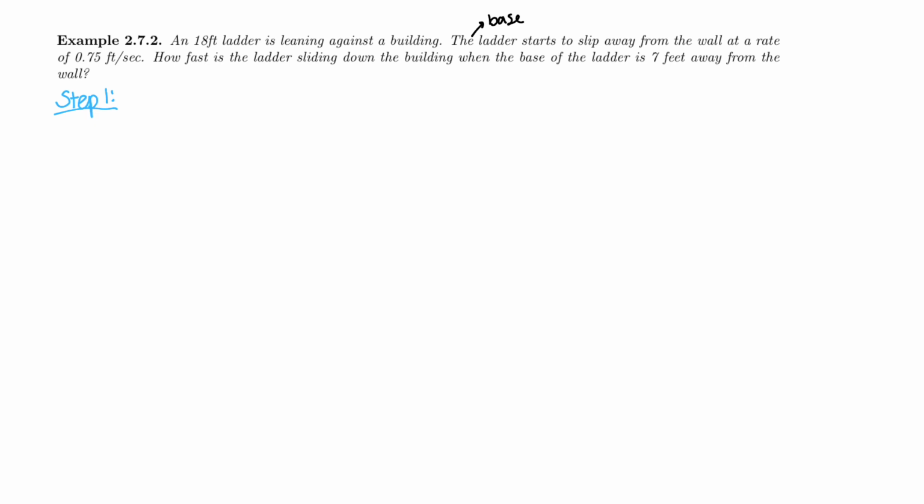So our first step is drawing a picture of this. So I'm going to draw a wall, and we have an 18-foot ladder leaning against a building. And I guess this is the building. That's my building. Here's a wall, and then this guy right here will be my ladder. The dimensions of the ladder are not changing. This is an 18-foot ladder. So it's leaning against a building. And this right here is my building. This guy right here is my ladder.